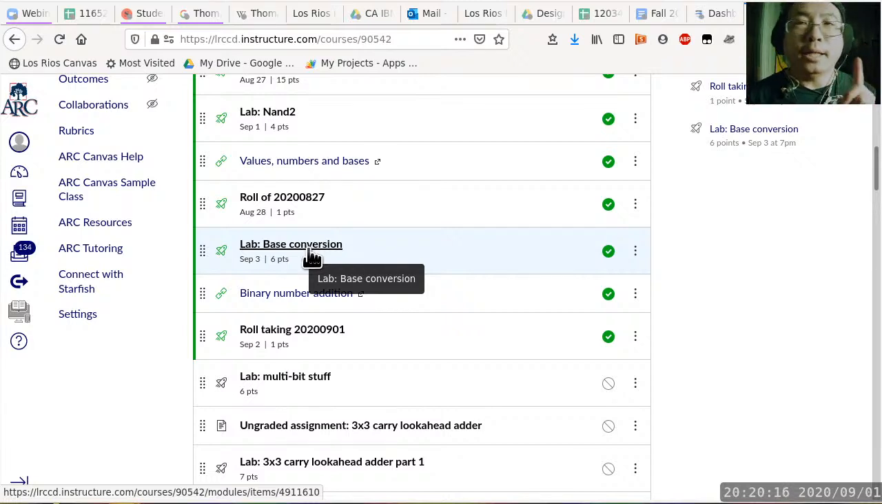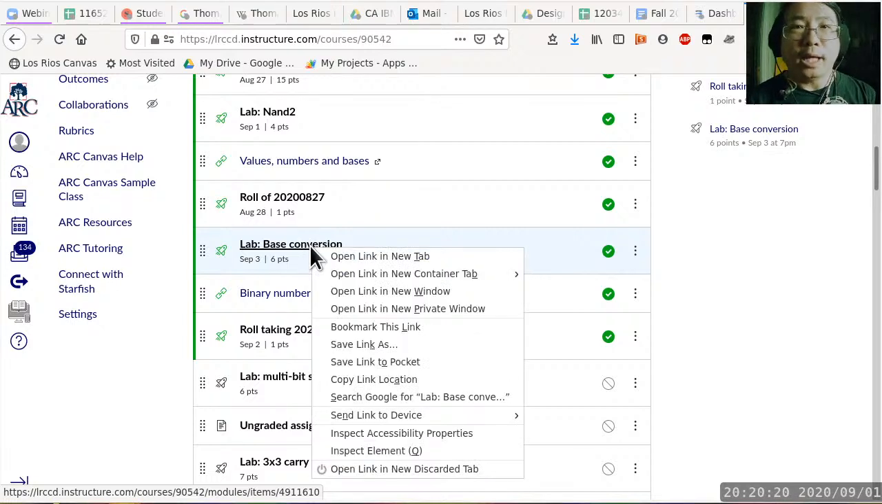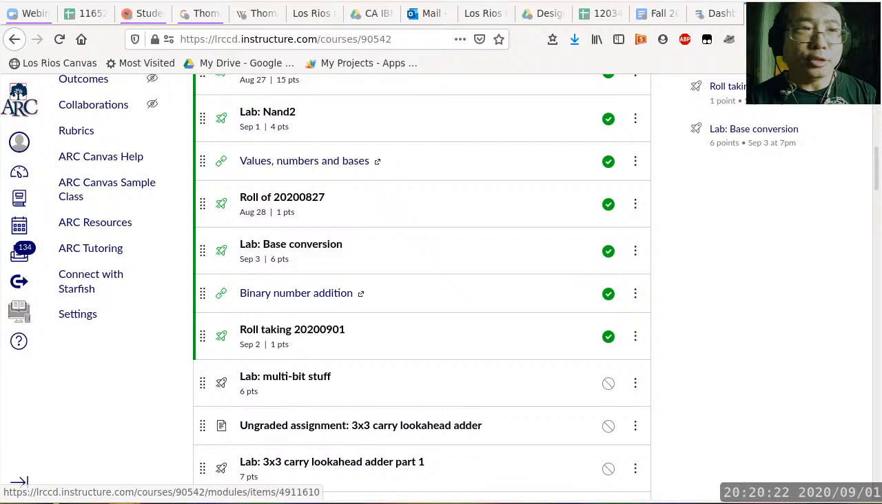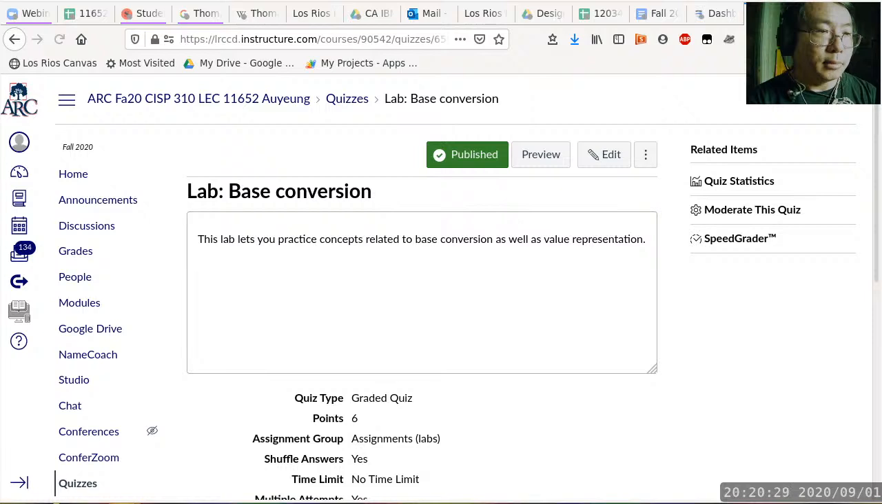That's one. And then it has a passcode. So base conversion has its own passcode. So I'm going to write this one down in Discord too. I think it is octopus. Okay, so I'm just going to type here. The code of the lab is octopus.